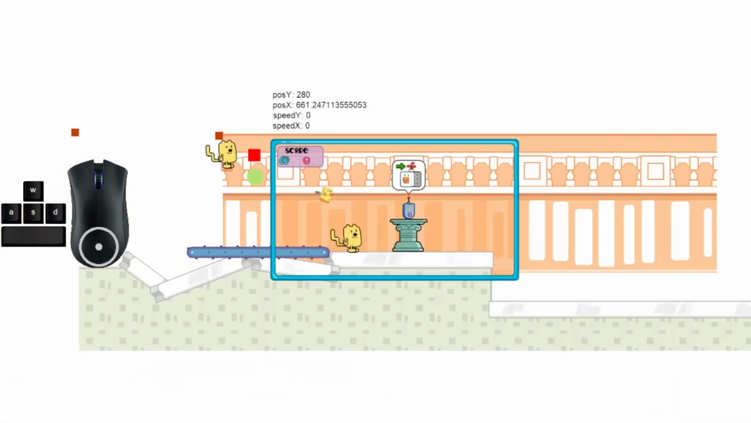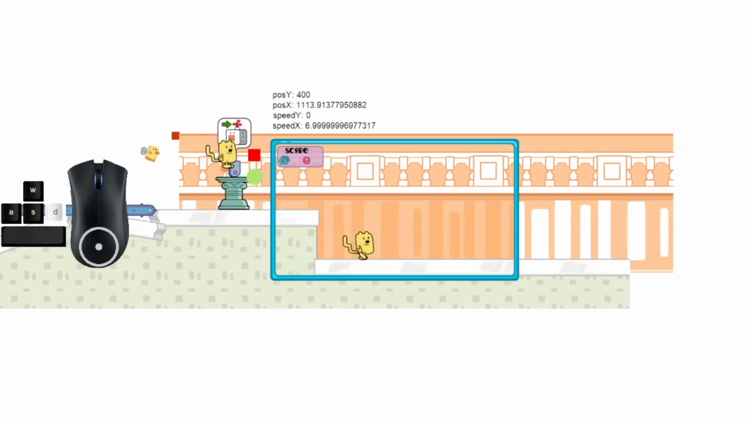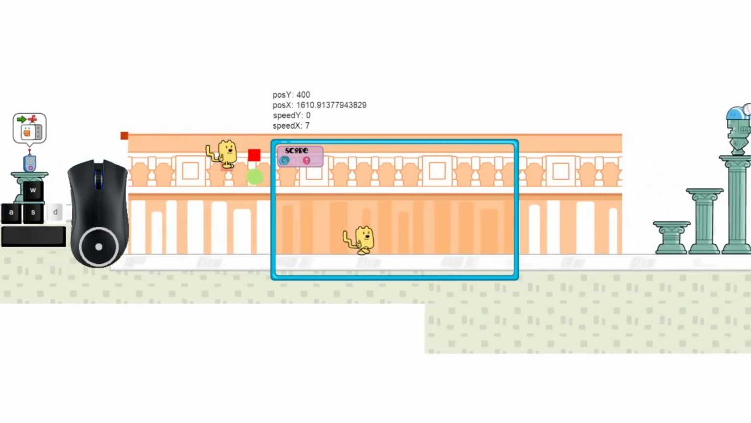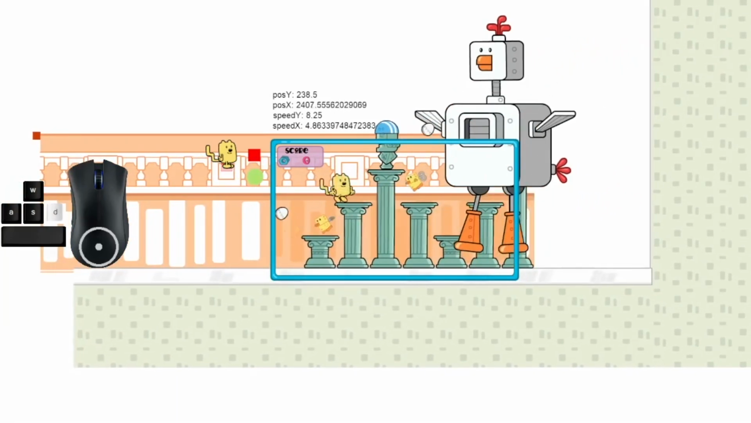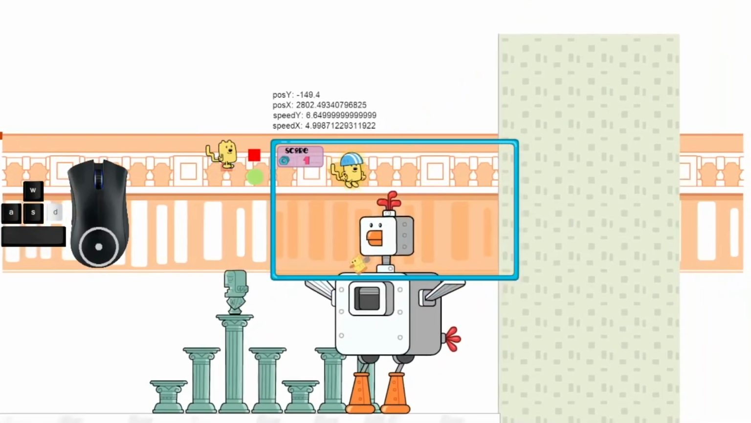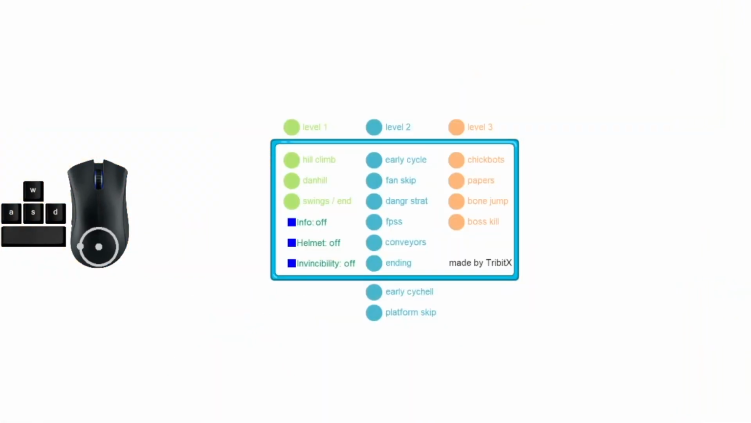If you want to kill with no speed and a bonk, what you do is just hold right at the end and do a medium-sized jump right around here, then hit this chickbot, land on this platform, and then you should just be able to go straight up, grab the helmet, and kill the boss.